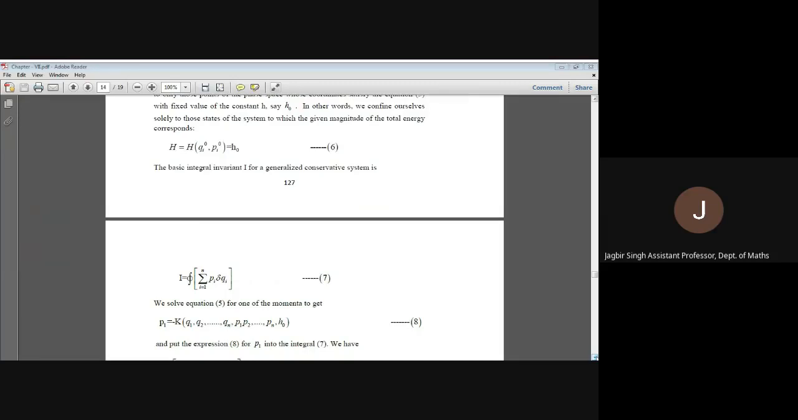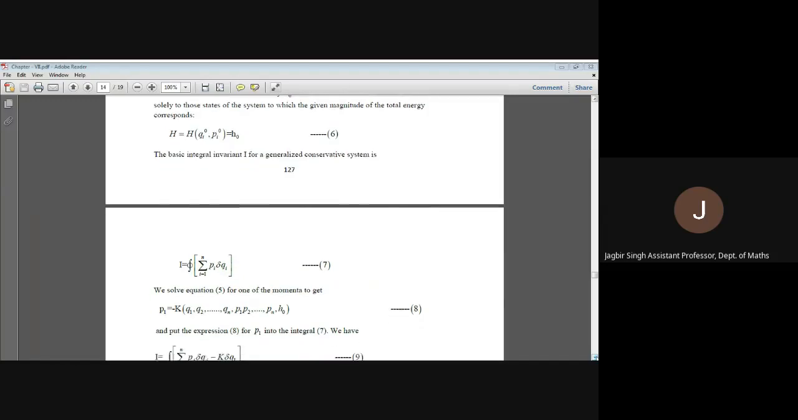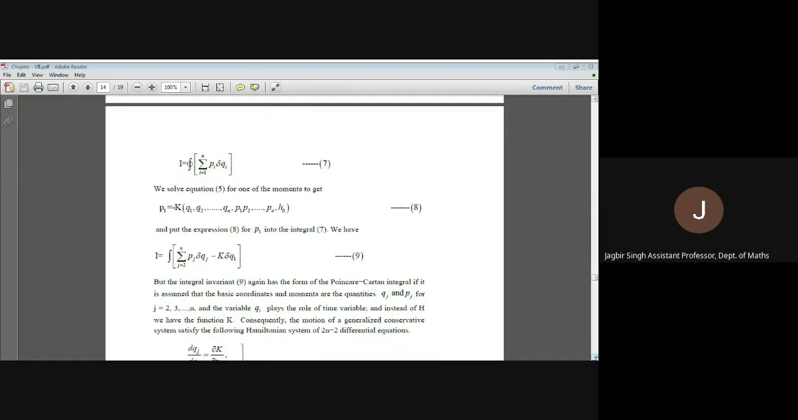Now what happens? The Poincare-Cartan integral invariant will be the integral over the curve of summation i from 1 to n of pi delta qi minus h delta t. But t is not explicitly present, so the variation of t is 0. So we will have summation i from 1 to n of pi delta qi. Now we are assuming p1 is equal to minus k, as stated in the remark. So it can be written as summation j from 2 to n of pj delta qj minus k delta q1.